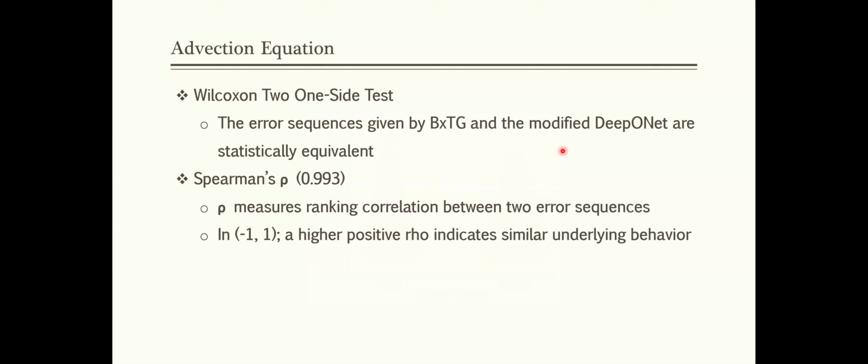Again, we want to use the Wilcoxon test. And in this case, we found that the two error sequences given by the BXCG variant and the modified DeepONet are statistically equivalent. For the advection equation, the Spearman's rho is super high. It is almost 1. So the error patterns of variant BXCG and the modified DeepONet are rather similar. In summary, for the advection equation, variant BXCG offers a similar predictive accuracy at a reduced training cost.